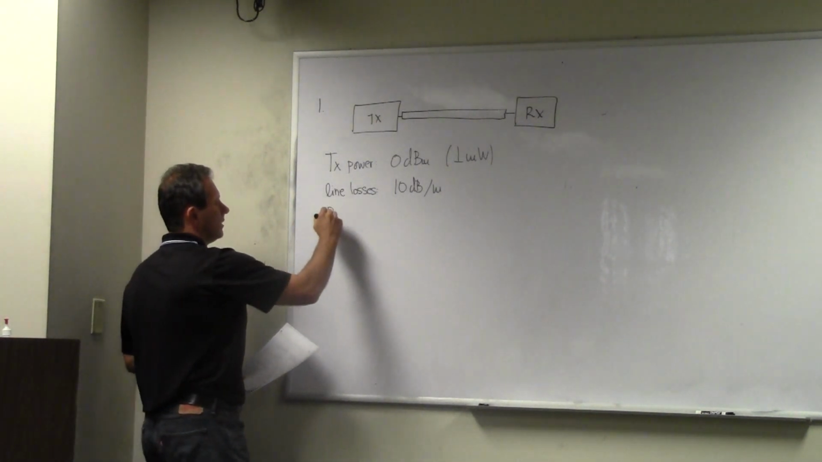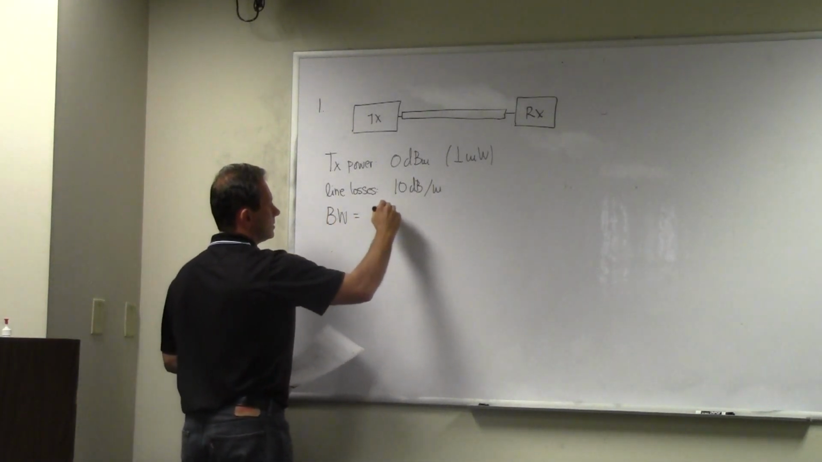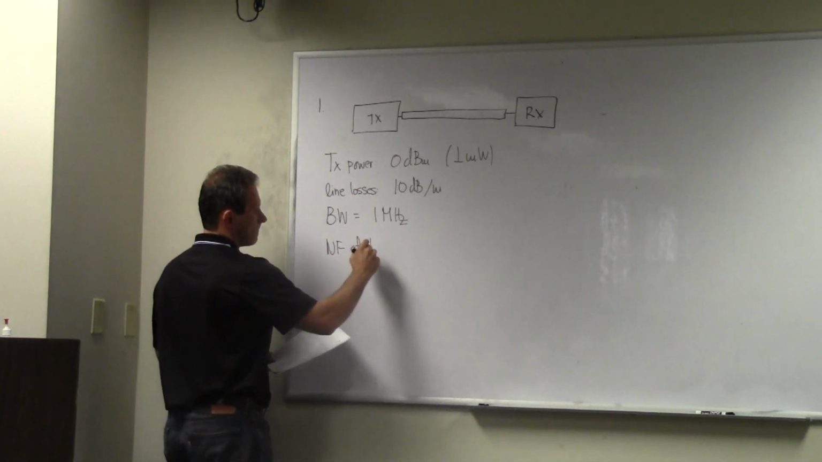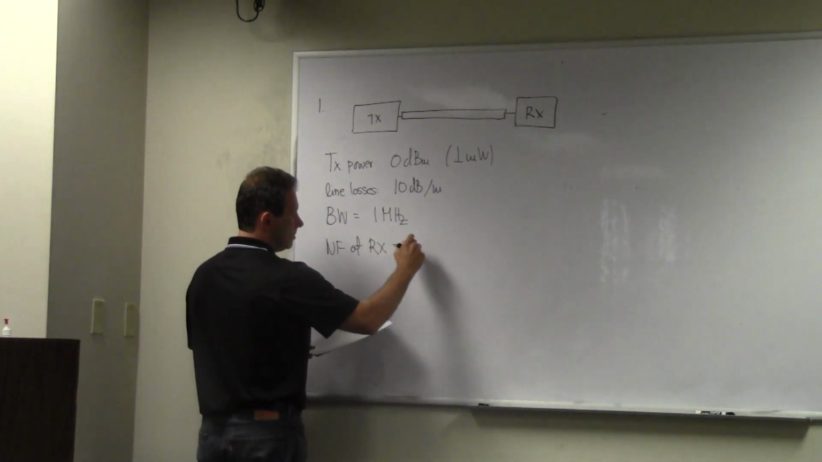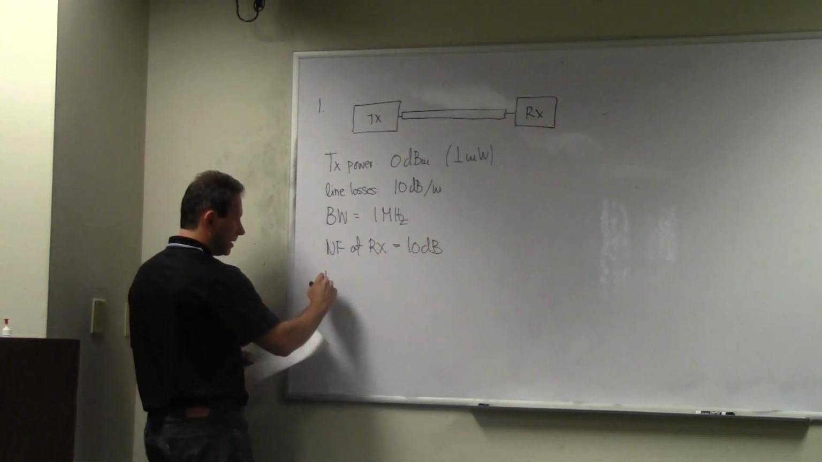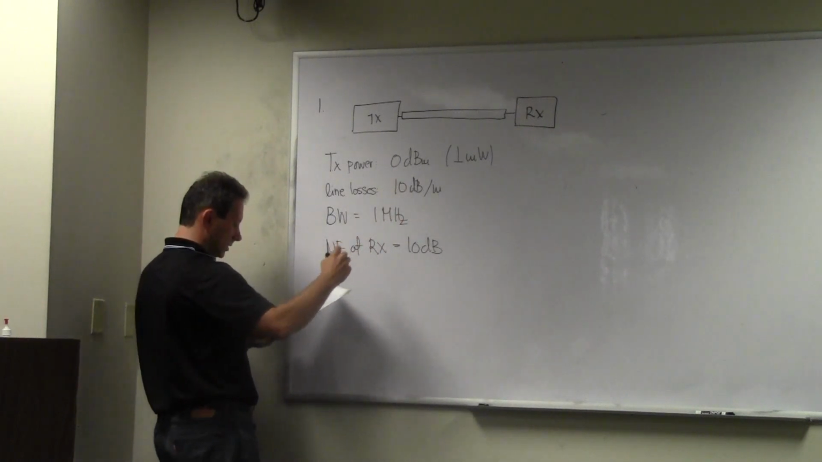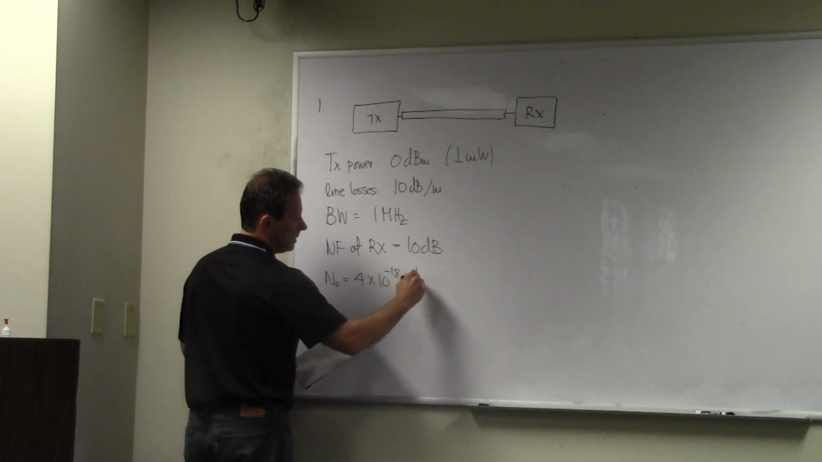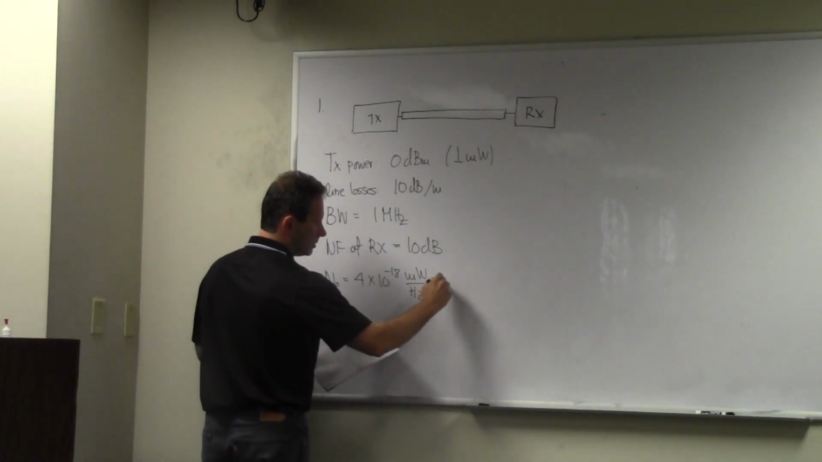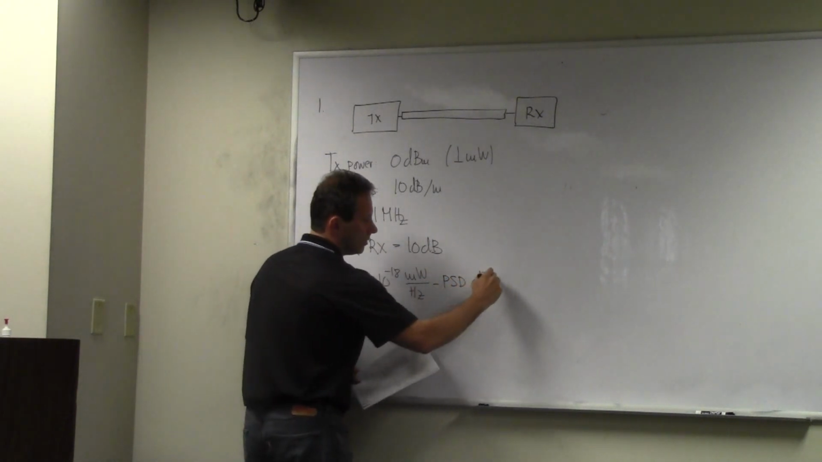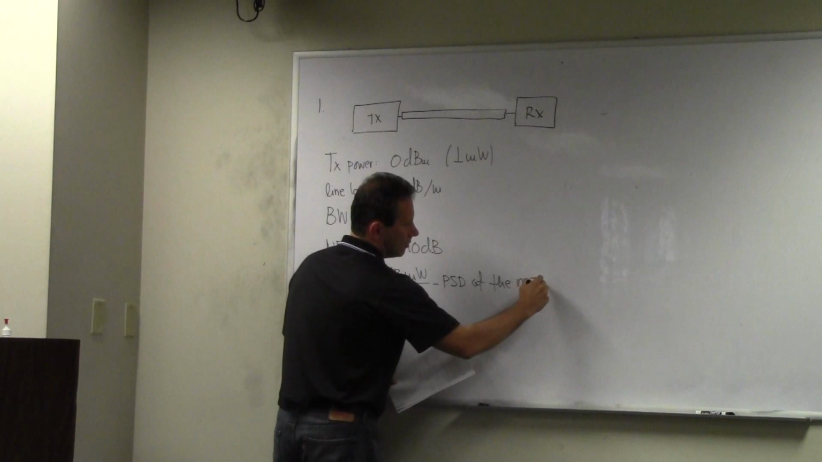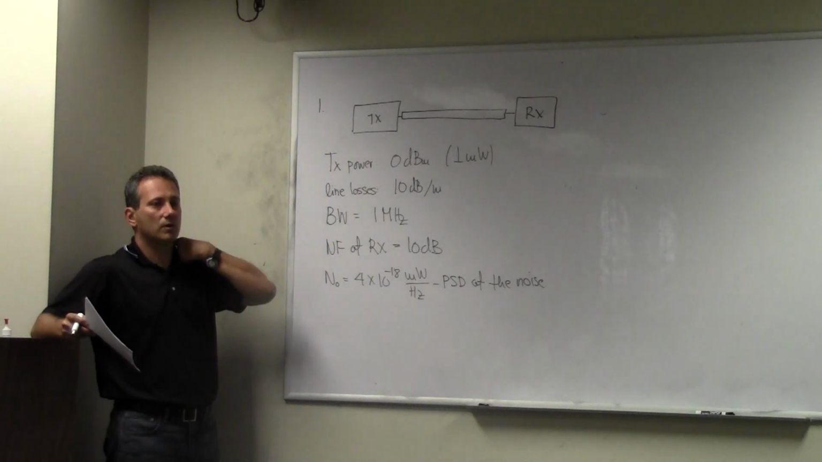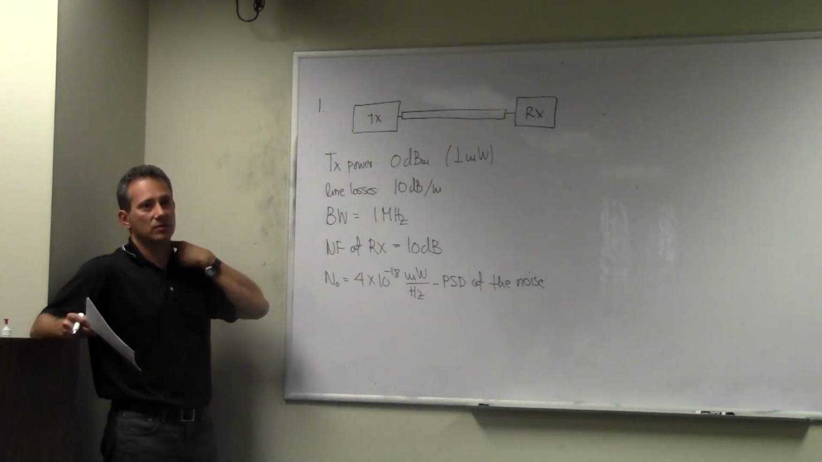The bandwidth that I have available for transmission here is 1 megahertz. And the noise figure of the receiver is 10 dB. And the power spectral density of this noise is 4 times 10 to the minus 18 milliwatts per hertz. What's noise figure? What is the noise figure? Noise figure is a measure of how much noise is generated inside your receiver.